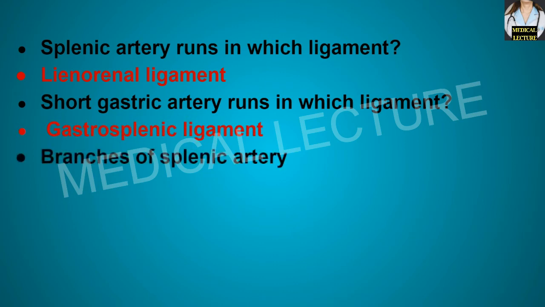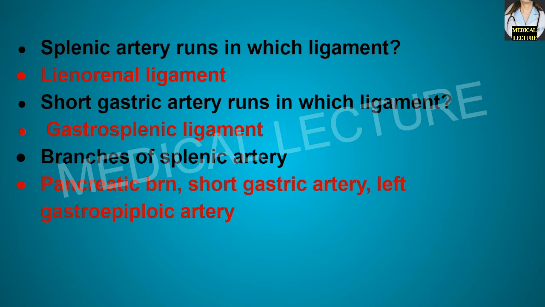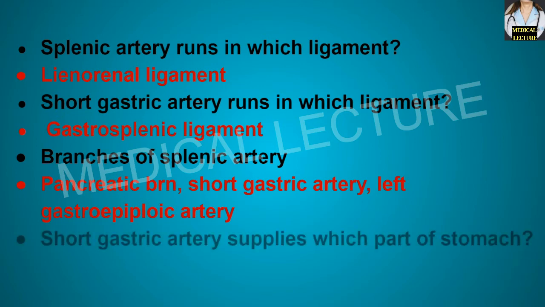What are the branches of the splenic artery? So these are the pancreatic branch, short gastric artery, and the left gastroepiploic artery. Short gastric artery supplies which part of the stomach? So it supplies the fundus part of the stomach.